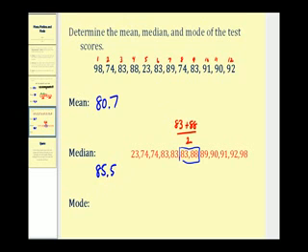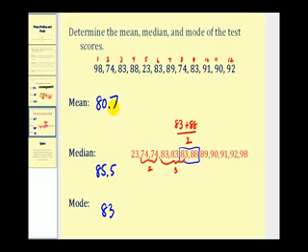Now let's go ahead and determine the mode. Again, it's often helpful to determine the mode when it's in order from least to greatest. We have two 74s. Notice we have three 83s. And since 83 occurs more often than 74, we only have one mode this time. The mode would be 83.